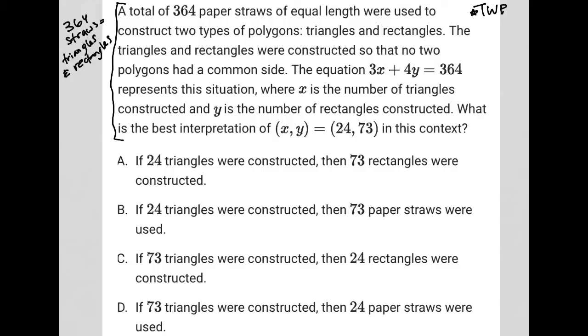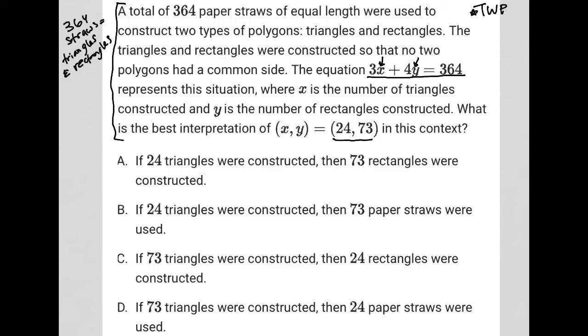The triangles and rectangles were constructed so that no two polygons had a common side. Okay. No two polygons had a common side. The equation 3x plus 4y equals 364 represents this situation, where x is the number of triangles, and y is the number of rectangles. So we're multiplying 3 times our number of triangles constructed, and 4 times the number of rectangles constructed. What is the best interpretation of (x, y) equaling (24, 73) in this context?